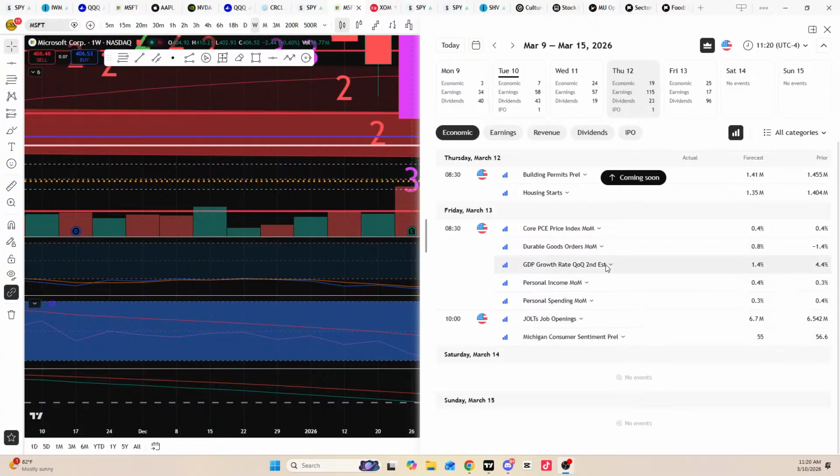Then we have GDP growth coming in, which is going to be important, seeing how the country's gross domestic product is growing. Right now, we have a forecast of 1.4%, which is very low compared to the previous report of 4.4%. So if we come in higher than this expectation, hopefully that'll be a bullish catalyst for the market. If it comes in lower than this, then I think we're going to have a serious pullback, because that is a major decrease in GDP growth from a quarter ago.